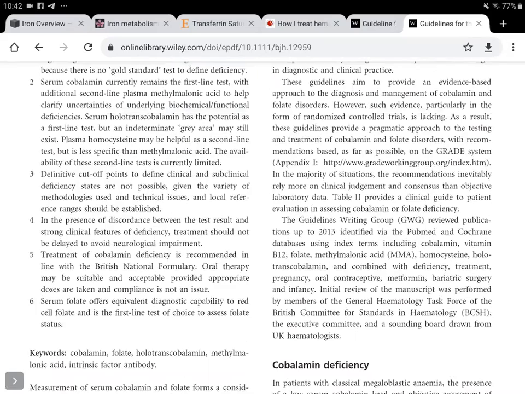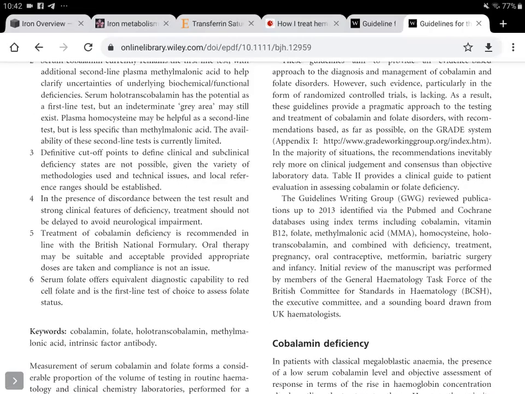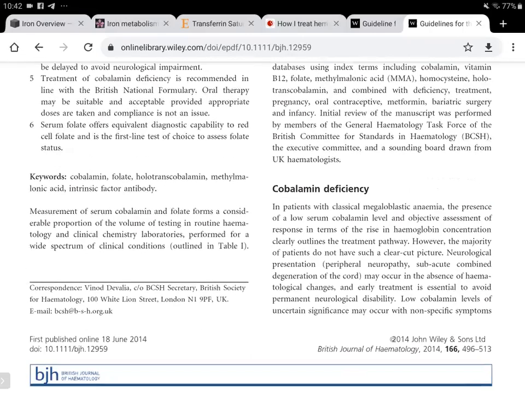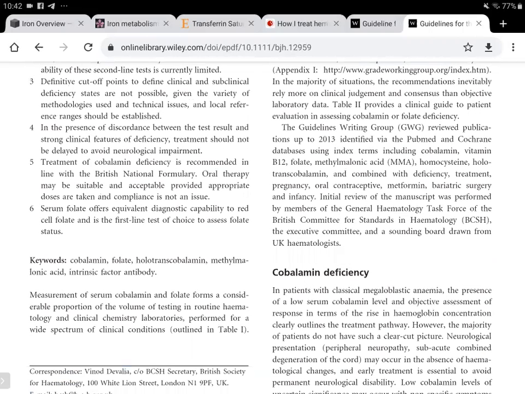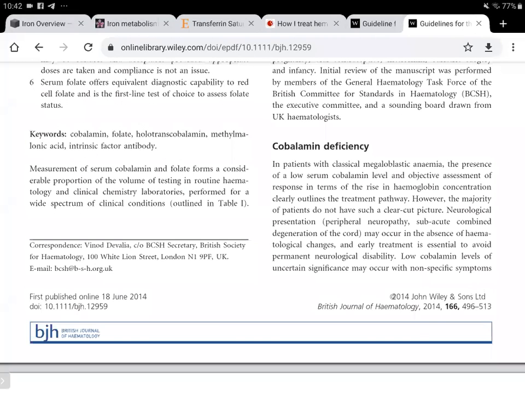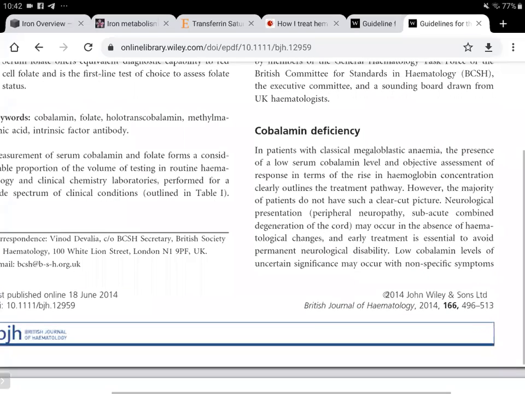First of all, we'll go through cobalamin deficiency as a whole, and then we'll discuss the causes and the treatment of cobalamin deficiency in the beginning. In patients with classical megaloblastic anemia, the presence of a low serum cobalamin level and objective assessment of response in terms of the rise in hemoglobin concentration clearly outlines the treatment pathway. However, the majority of patients do not have such a clear-cut picture.